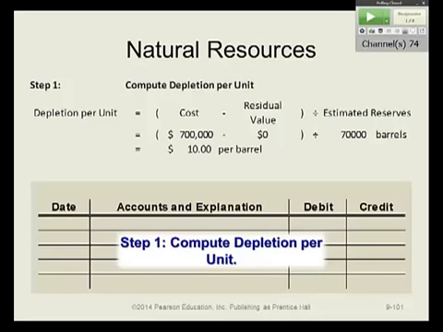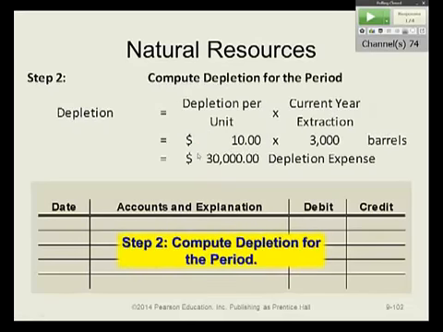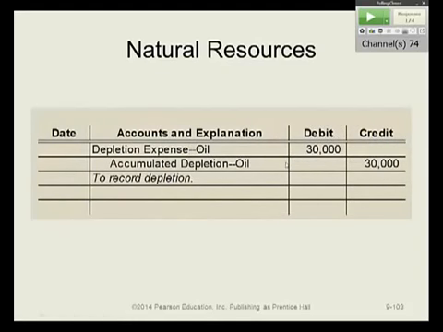So in this case, it's cost minus the residual, and the residual value was 0, and they have 70,000 barrels, so it's $10 per barrel. If you extracted 3,000 barrels, then of course your depletion expense is going to be the $30,000. And the entry would be exactly the same, except that the accounts are different from depreciation. So you have a debit to depletion expense and a credit to accumulated depletion.